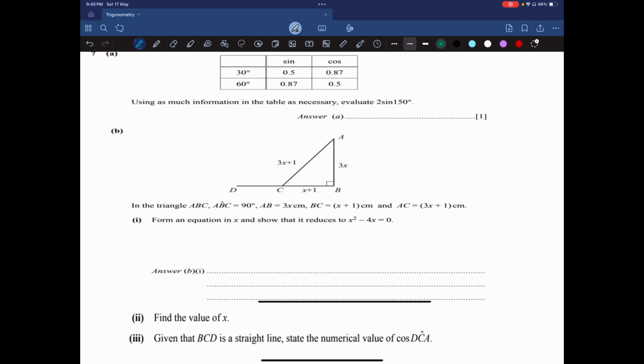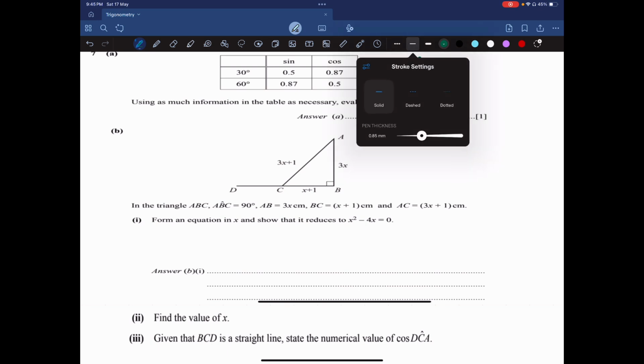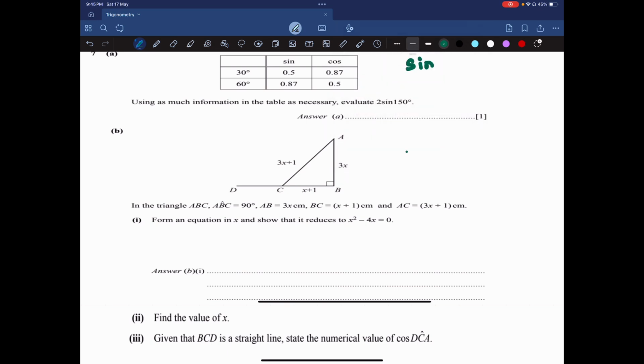Okay, so they've given us sine of 30 is 0.5, right? And we know that the sine of supplementary angles is equal. So sine of 30 is equal to sine of 150. Okay, so sine of 30 is 0.5, which means sine of 150 is 0.5. So 2 into 0.5 is going to give you 1. So your answer is 1.